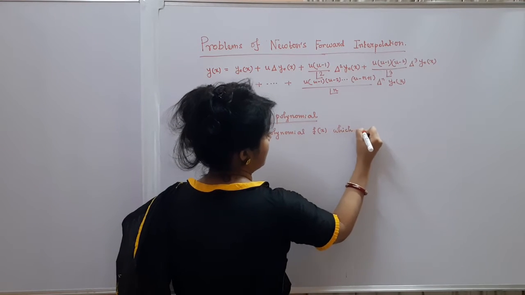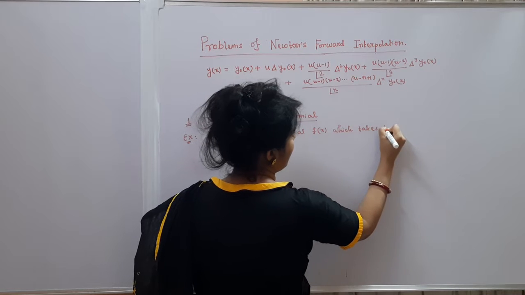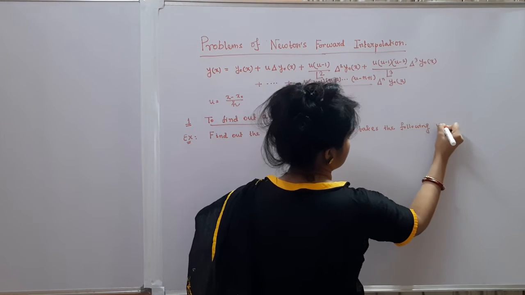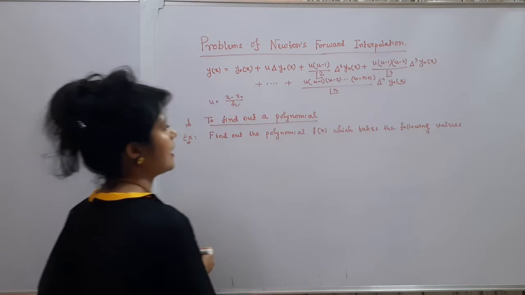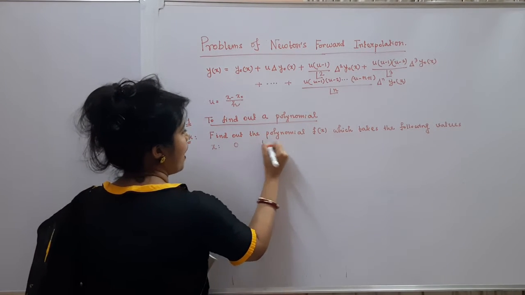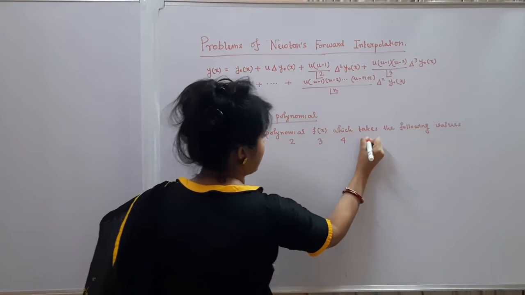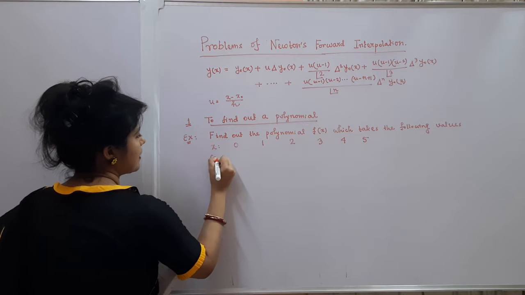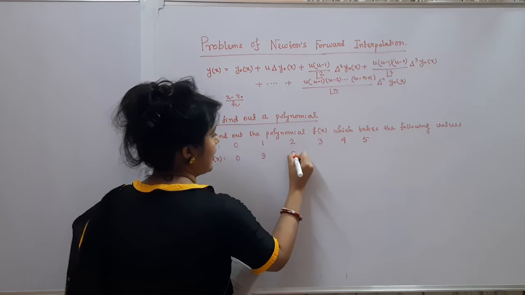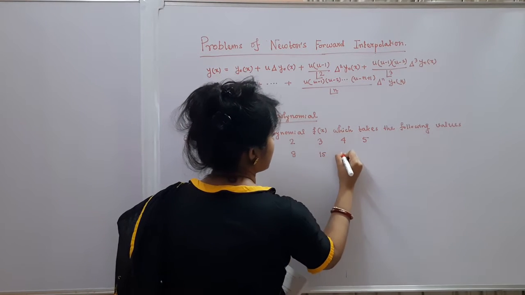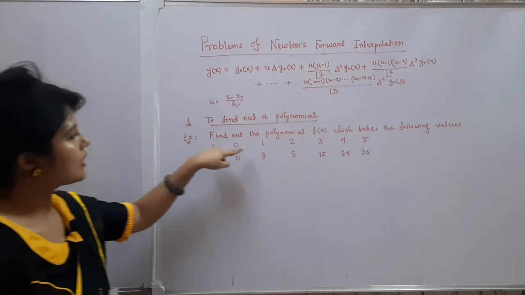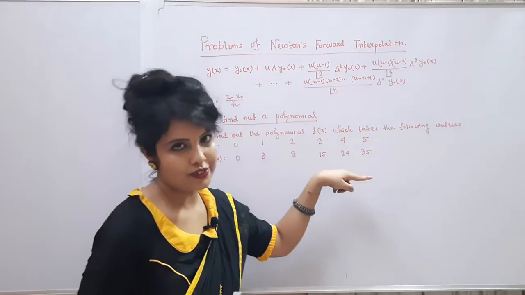which takes the following values. That is, x is given as 0, 1, 2, 3, 4, 5, and y is equal to f of x is given as 0, 3, 8, 15, 24 and 35. So these are the values of x and these are the corresponding values of y.